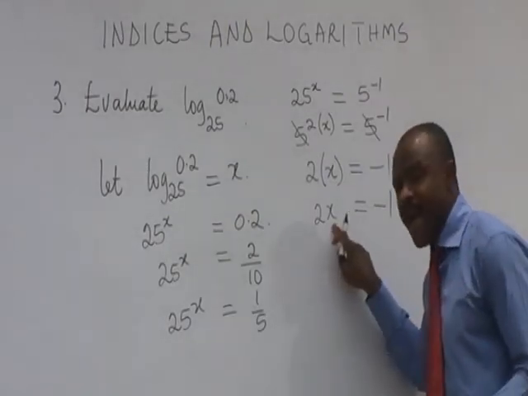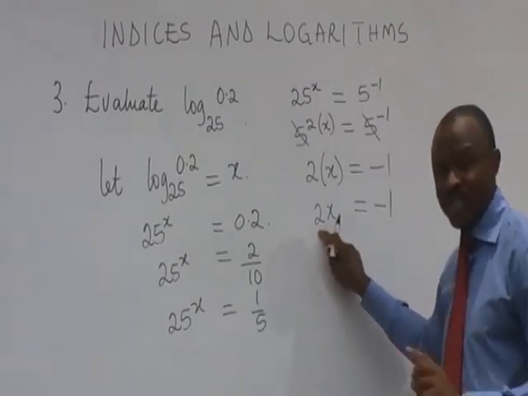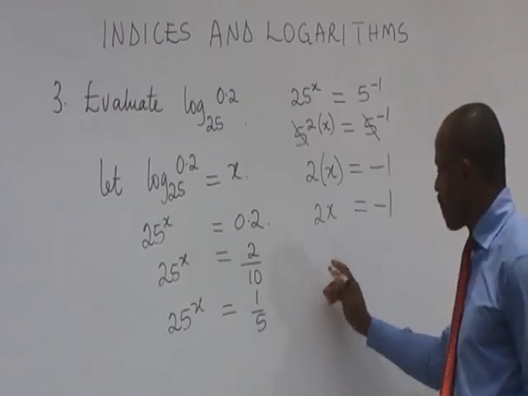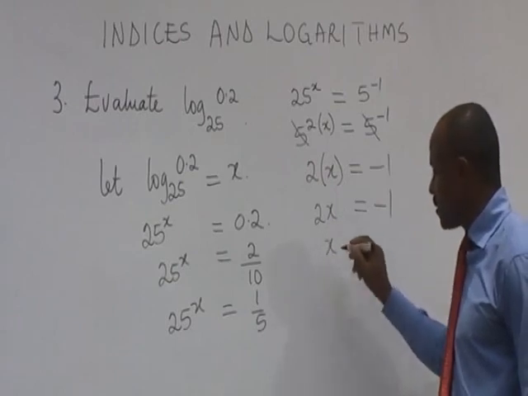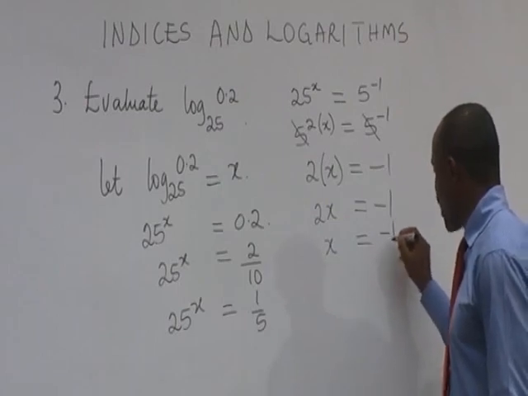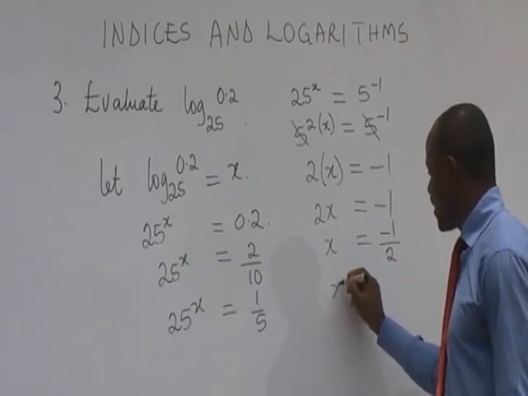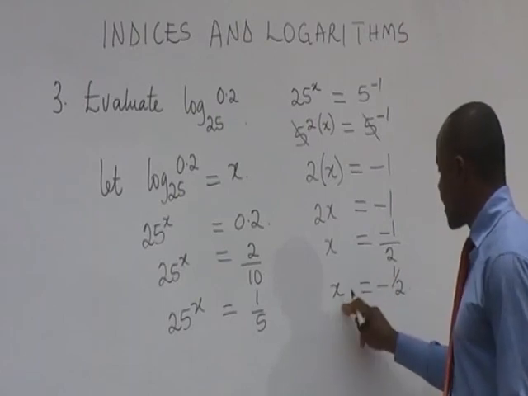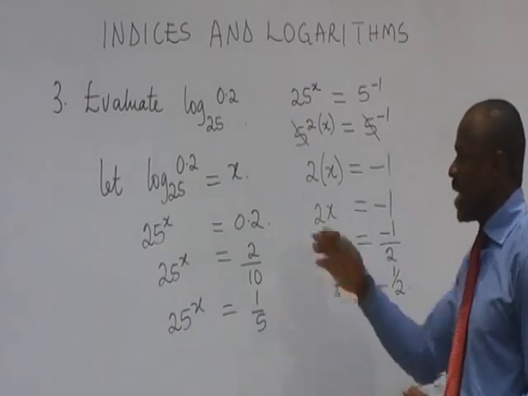What you are looking for is x. That means you are going to divide both sides of the equation by 2, which is the coefficient of x in the left hand side of the equation. When you divide 2x by 2, you'll be left with x on the left hand side of the equation. On the right hand side, you are going to have minus 1 all over 2. That means x equals minus 1 over 2 solves that equation.